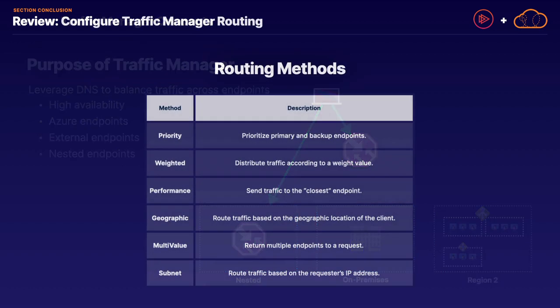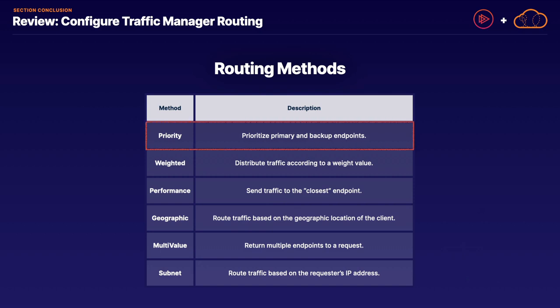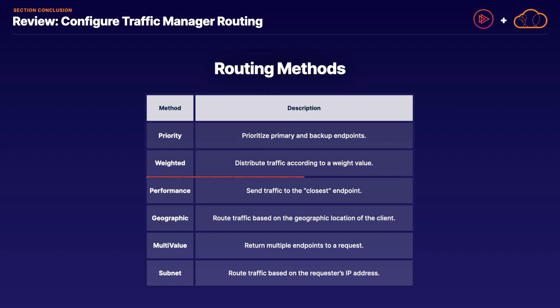Now let's talk about those Traffic Manager routing methods we talked about in this section. We had priority, where we can prioritize a primary and a backup endpoint. We have the weighted, where we can distribute traffic according to the weight value that we set. We have performance, which we use in our demonstration to send traffic to the closest endpoint that provided the lowest latency. Then we have geographic, where we can route traffic based on the geographic location of the client. And this is, again, using that local DNS server for that client. Then we have multi-value, where we can return multiple endpoints to a request. And then the subnet, where we can route that traffic based on the requester's IP address.